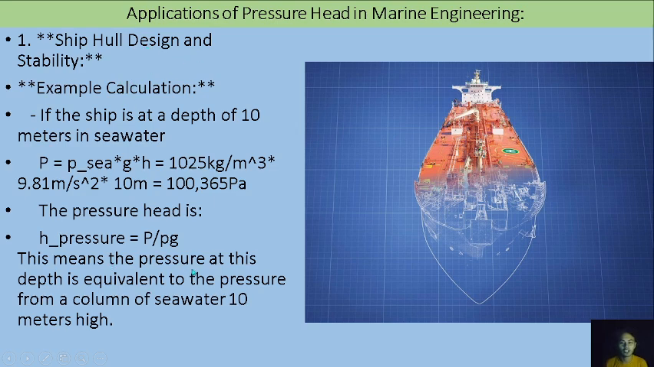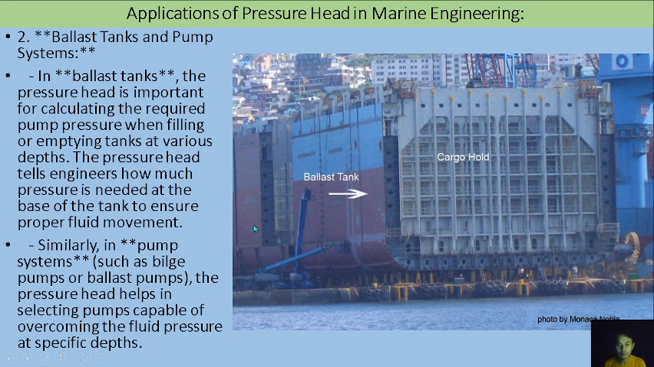This means that the pressure at this depth is equivalent to the pressure from a column of seawater 10 meters high. So that is 100,365 Pascal, or almost 1 bar of pressure. As you can see, in every 10 meters of water, there is an equivalent of almost 1 bar of pressure.